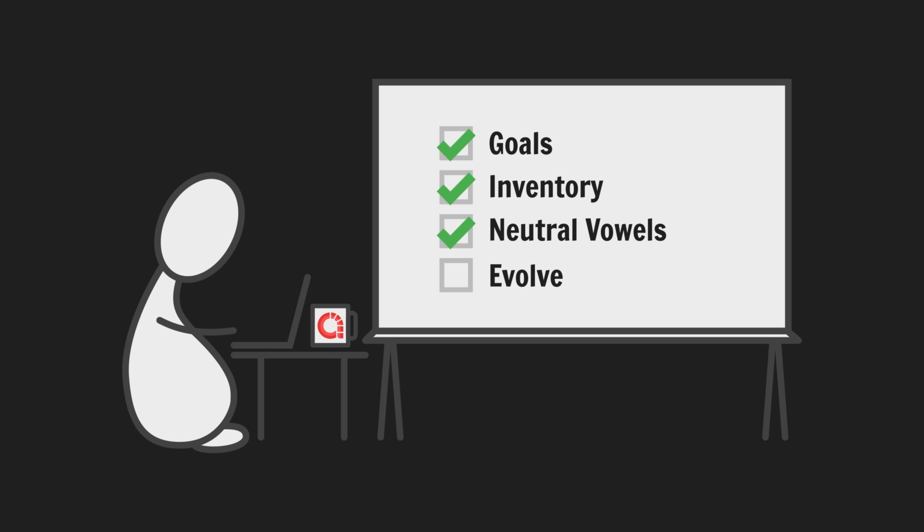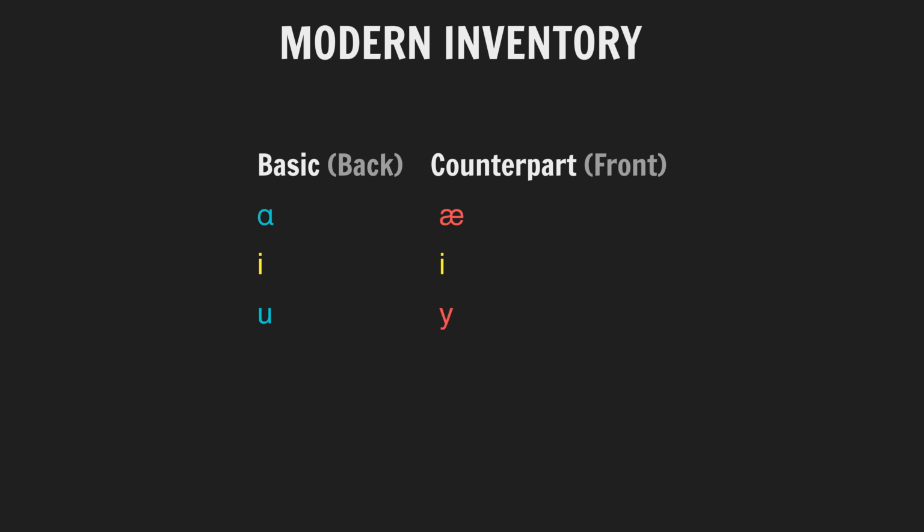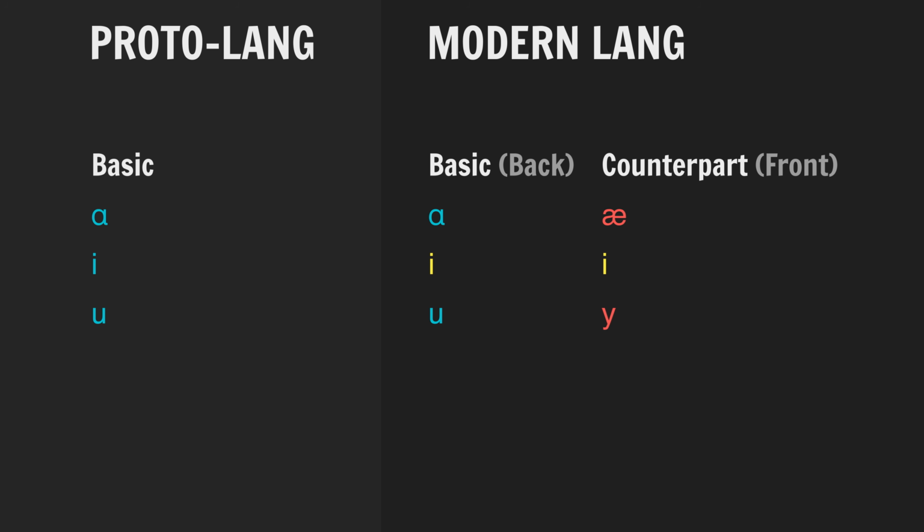Step 4. Evolve. Finally, figure out where your system came from. To do this, take your basic set and simply make it the vowel inventory of your proto-lang. The trick now will be to implement sound changes to get you from your proto-lang to your modern lang, whilst, and this is important, also establishing the harmony you want.